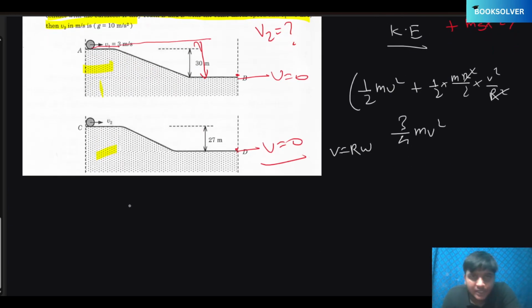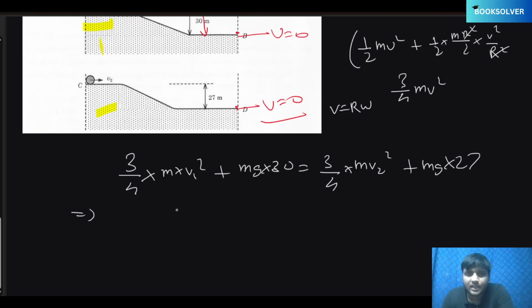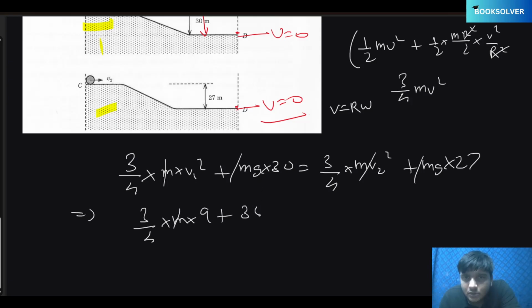Let me write the final energy equation. 3 by 4 m v1 square plus mg into 30 should be equal to 3 by 4 m v2 square plus mg into 27. Now v1 is given as 3. So 3 by 4 into m into 3 square, which is 9, plus 30 mg. Let's cancel m because the masses are identical. So 30 into 10 is 300, equal to 3 by 4 v square plus 270.